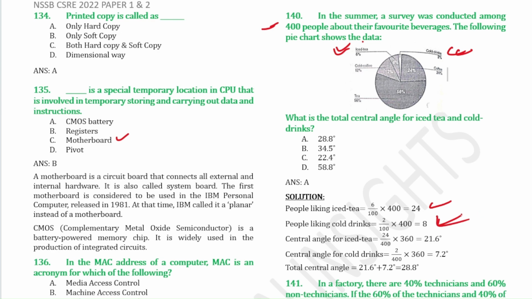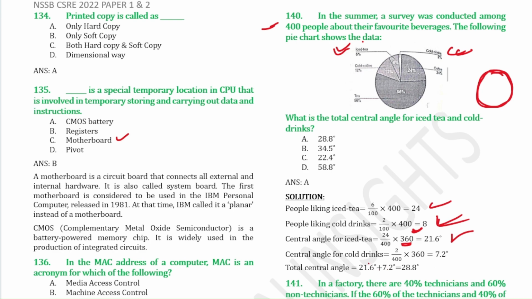Now we have to find the central angle. To find the central angle, it is the number of people that like iced tea divided by the total number of people, into 360. This 360, because we know that the value of one whole circle is 360, right? So that's why we're using this value, 360. After putting in the values and calculating, you will get 21.6 degrees.